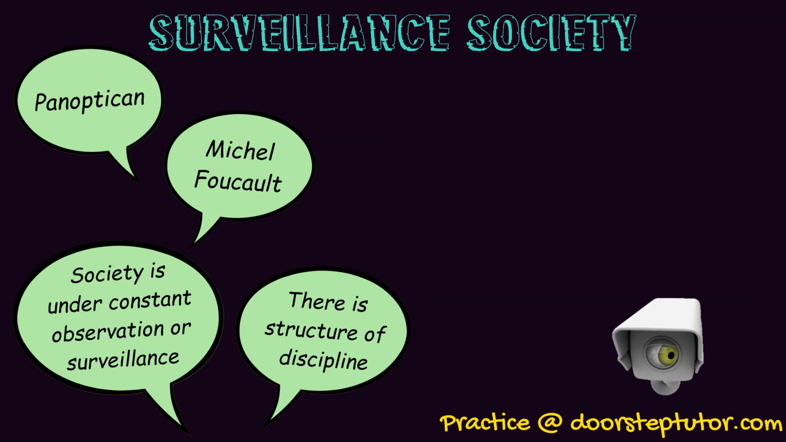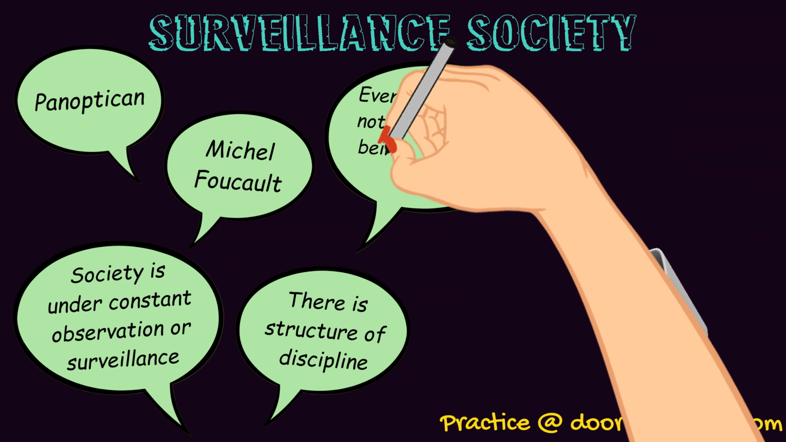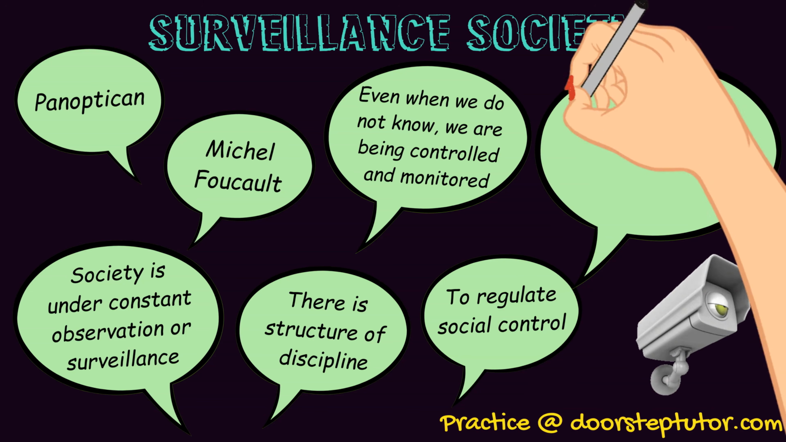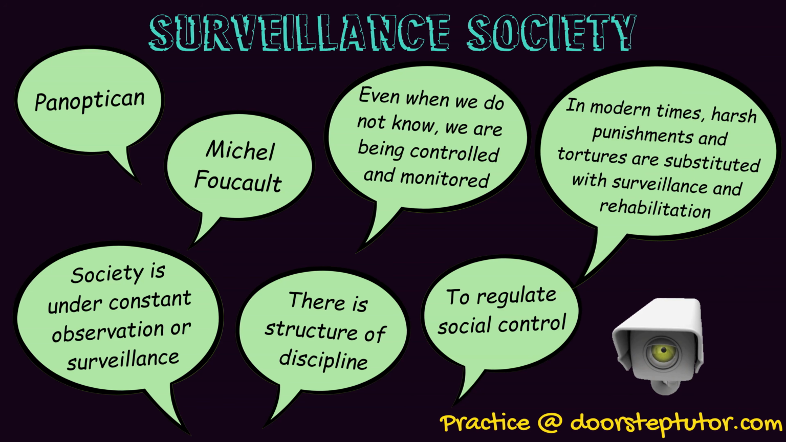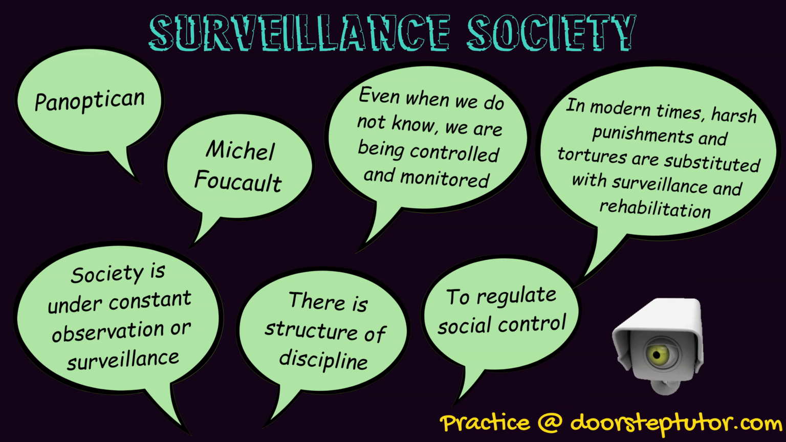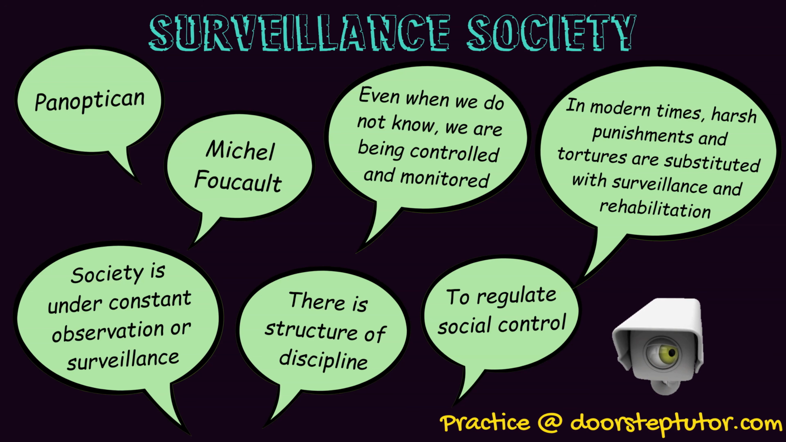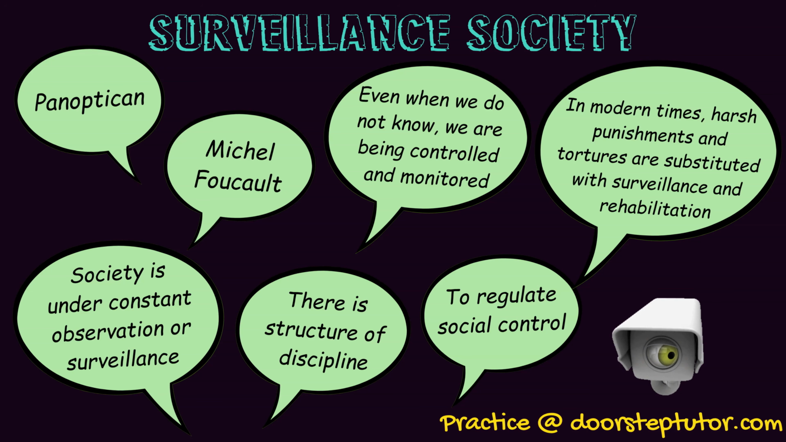The surveillance society or panopticon, as Foucault said, talks about how even when the people do not know, they are being controlled and monitored. A basic example can be CCTVs. In modern times, the harsh punishments and tortures which were there in earlier periods are substituted with what? With surveillance and rehabilitation. If somebody crosses the red light, we are not going to beat up that person. What happens? Under surveillance, they are being fined a nominal amount and they are being told that you should not repeat this mistake, otherwise we'll be taking your license. So there's surveillance and rehabilitation and not harsh punishments or tortures.